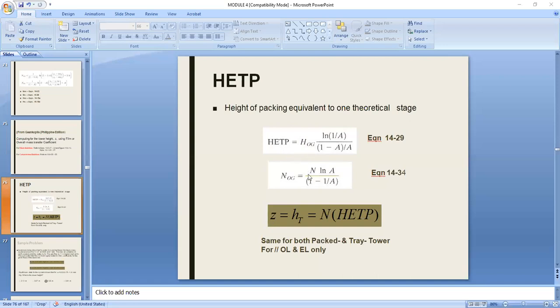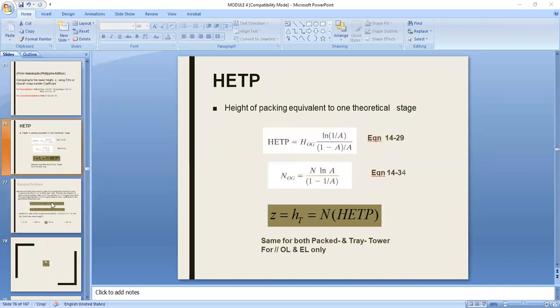And then with the N, you can determine also your tower height or your column height if you have a packed tower. Now this Z, which uses the formula N times HETP, is the same for both packed and tray tower in a condition where the operating line and the equilibrium line are said to be parallel. So the Z for the tray and packed tower is the same when the operating line and the equilibrium line are parallel. Under other conditions, of course, they're not the same anymore.